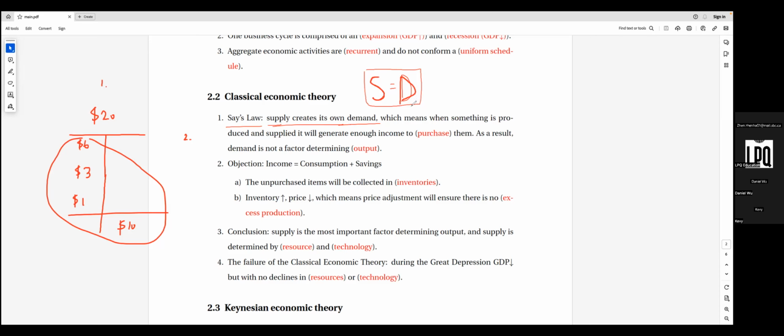So based on classical theory, the demand side of the market is less important, but the supply side of the market is more important. If we can produce something, we can supply something. This is production, this is supply. Production can generate income for those people who did the production.